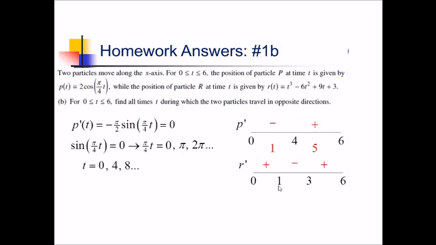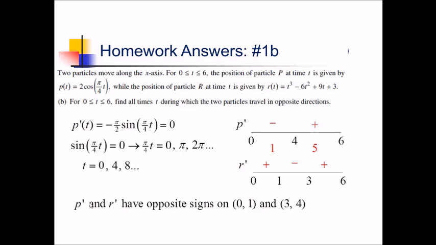So from 0 until at the very least 1, they have opposite signs. And then at 1, r prime changes to negative, and that agrees with p prime. So they're in agreement until I get to 3, at which point r prime changes back to positive. So from 3 to 4, which is where p prime changes to positive, we also have some disagreement. But then once p prime gets to 4, it is also positive, and these two positives are agreeing the rest of the way.